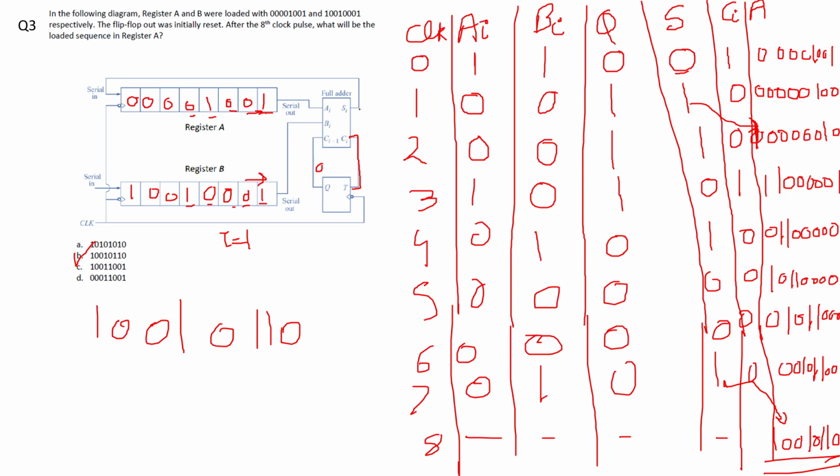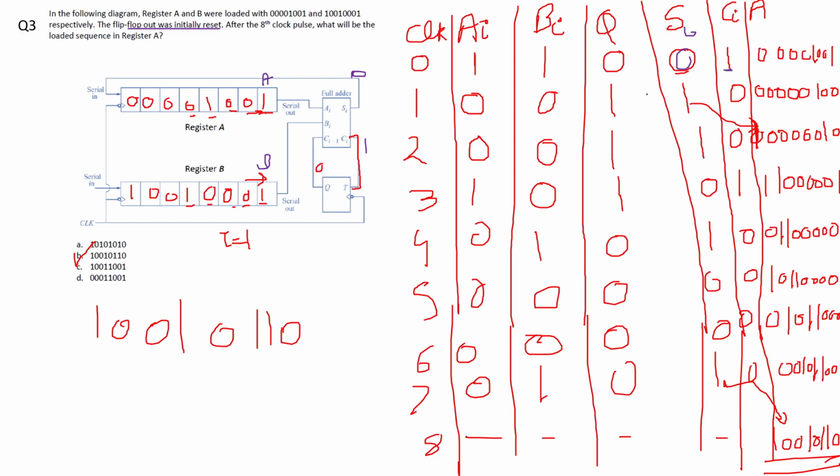and BI was connected to the serial output of the B register. At the initial state, this is AI, and this is BI. AI was 1 and BI was 1, and my Q was 0 as given in the question. Then my S will be equal to 1 plus 1 is 0 1, that is SI equal to 0 and CI equal to 1, and this CI is going to the input of the T flip-flop.